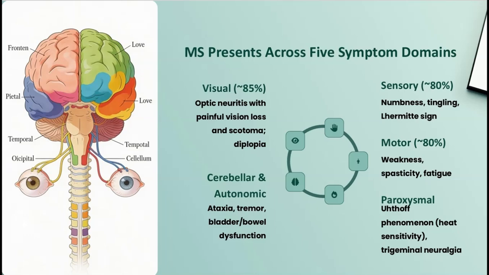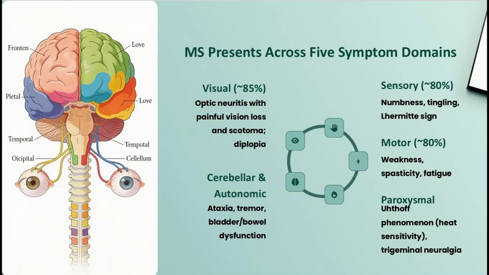MS presents across multiple neurological domains, which reflects the multifocal nature of CNS involvement. Visual symptoms are extremely common. Optic neuritis is a classic presentation, typically painful unilateral visual loss, often associated with color desaturation, especially reduced perception of red, and central scotoma. Diplopia may occur due to brainstem involvement.